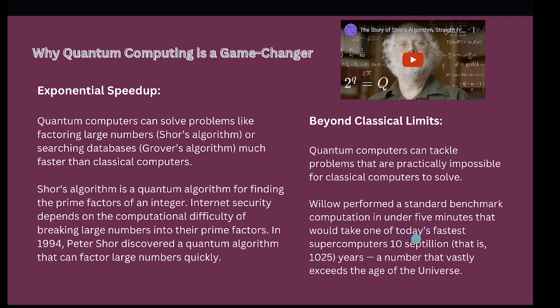That would take our supercomputers 10 septillion years to solve. That problem, which would take this many years to solve, can be solved in 5 minutes using the chip that Google is developing. It's called Willow. You may search it online, you can find many resources related to it as well. This is Peter Shor who made Shor's algorithm, which is a breakthrough, to be honest.